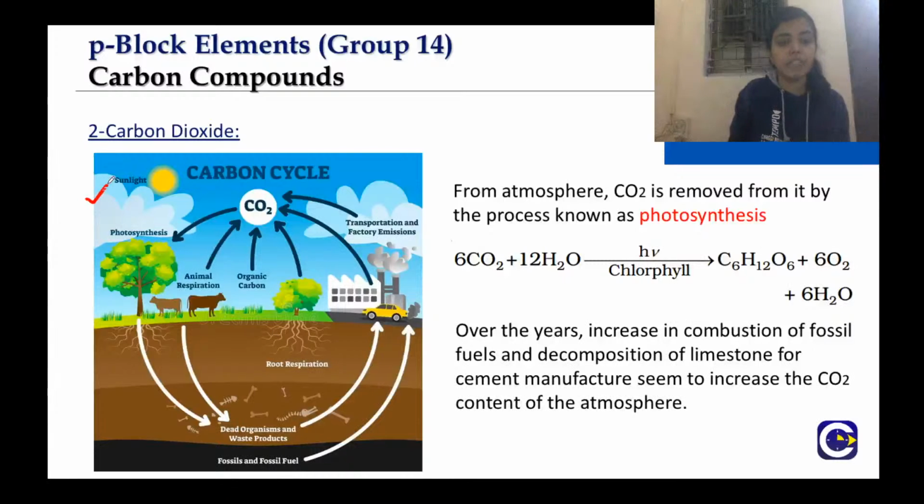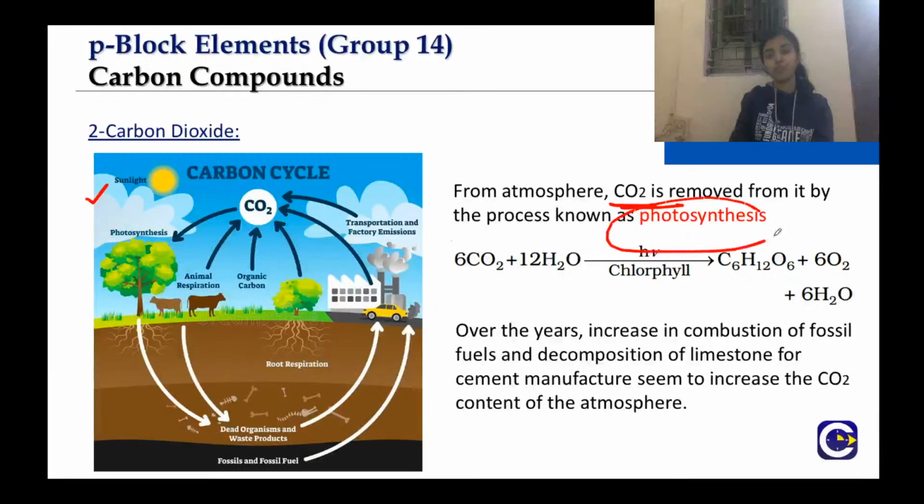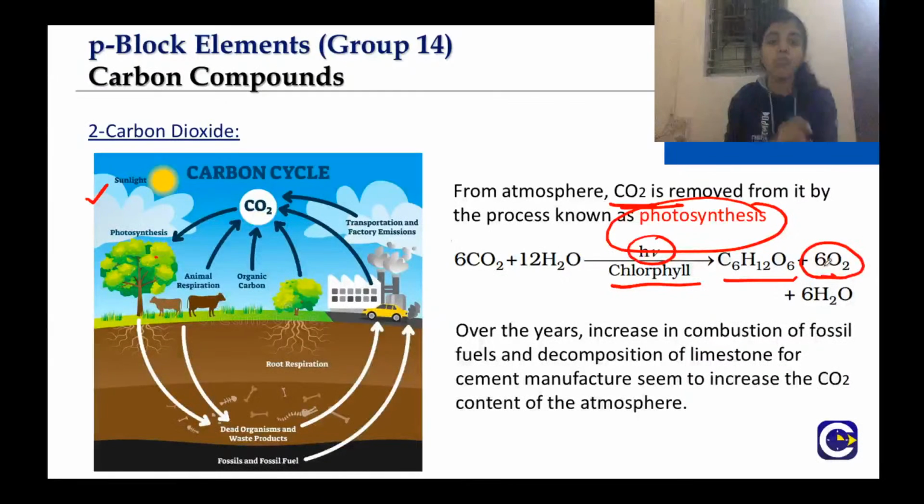Now, this is the carbon cycle. See, from the atmosphere, CO2 is removed by the process which is known as what? Photosynthesis, right? So, plants use carbon dioxide and water in the presence of light, and obviously a green pigment, that is chlorophyll. It forms its food, that is glucose, right? And releases what? Oxygen. So, one way of consumption of carbon dioxide is by plants, because they do photosynthesis by taking CO2 from the atmosphere, right?